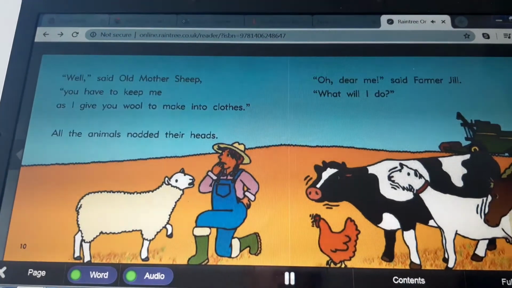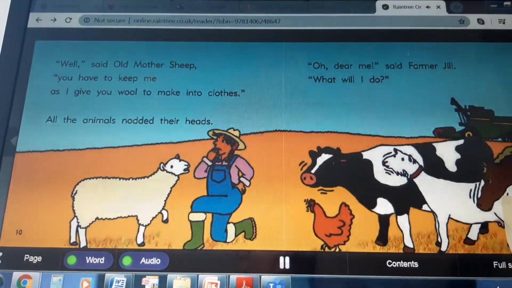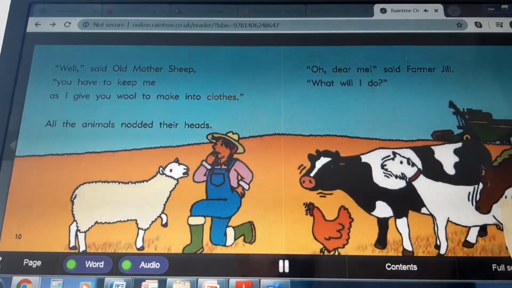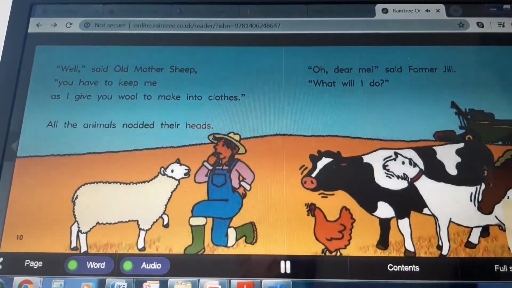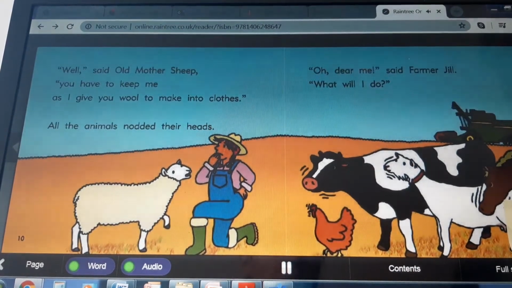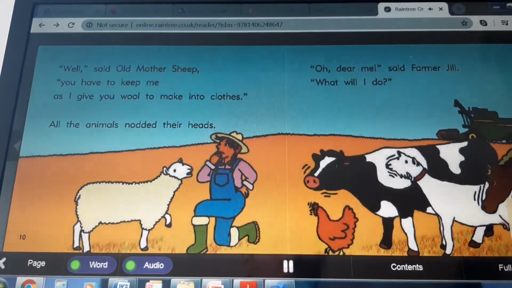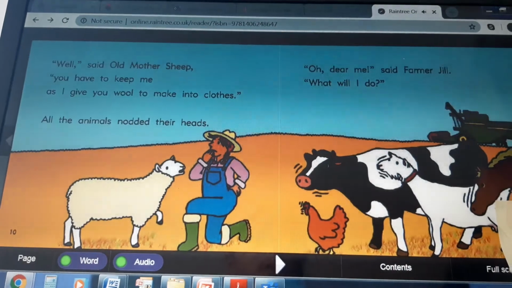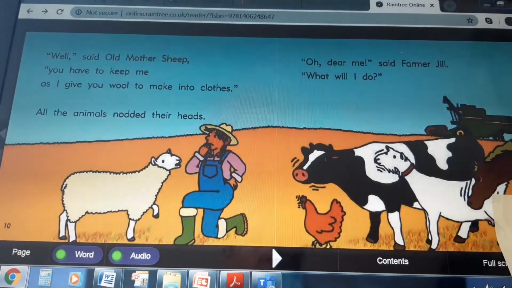"Well," said Old Mother Sheep, "you have to keep me, as I give you wool to make into clothes." All the animals nodded their heads. "Oh, dear me," said Farmer Jill. "What will I do?" Gosh, she has got a problem, hasn't she?